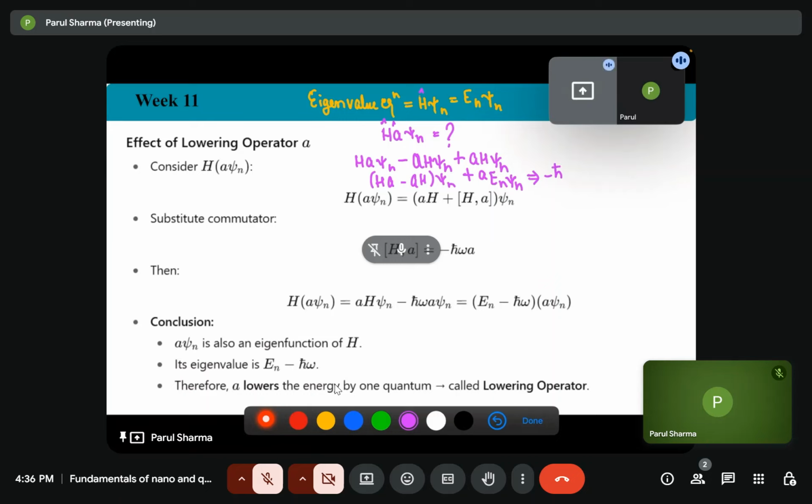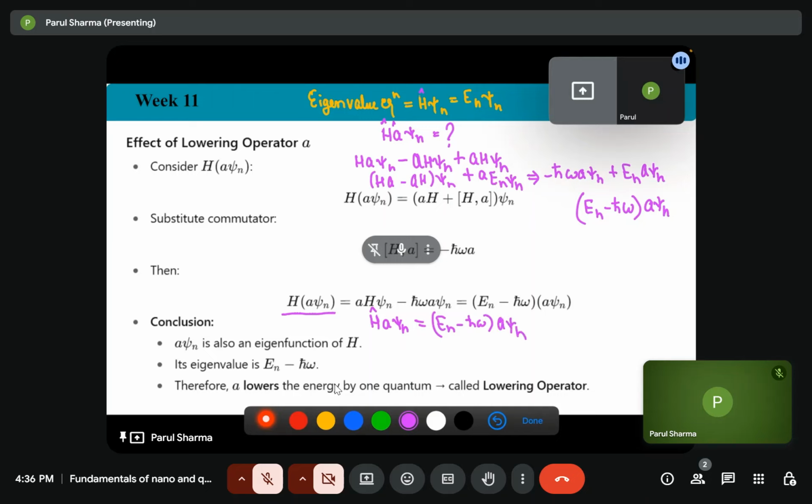minus h cross omega A psi n plus E n A psi n, and it is E n minus h cross omega A psi n. What did it give us? We found that H A psi n is giving us E n minus h cross omega A psi n.